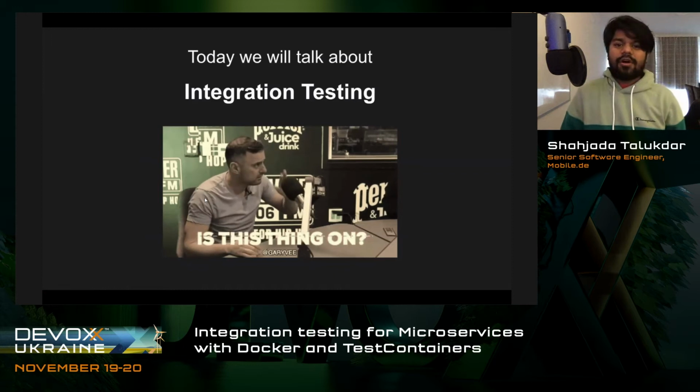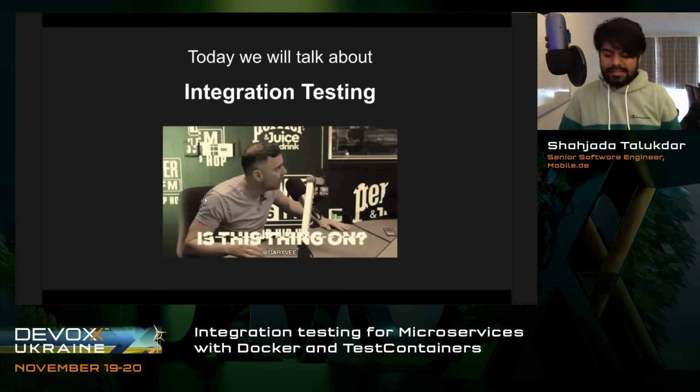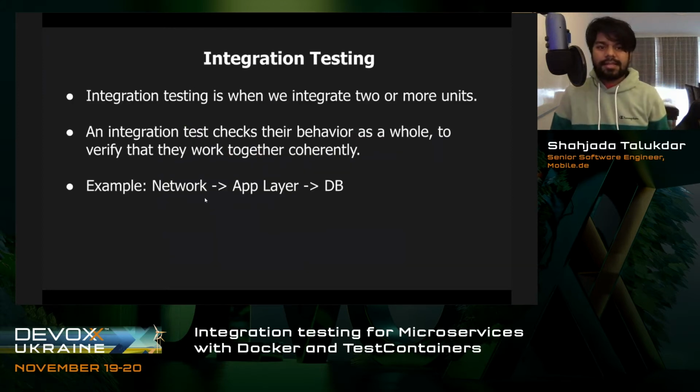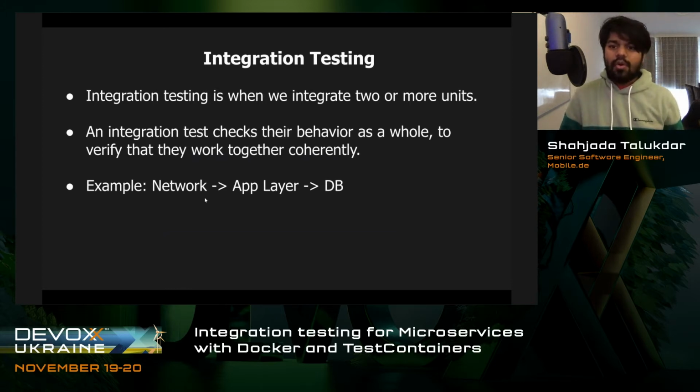And yeah, we will talk about integration testing, right? So let's try to dig into that slowly. What is basically integration testing? Integration testing is when we integrate two or more units. What we mean by that: let's say we have one service which is talking to some database, right? So when we do integration testing, we actually go through the network layer and the app layer and also touch the database layer, so that we cover the whole path of integration.